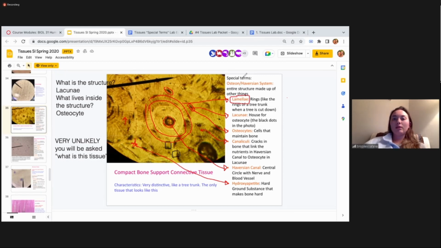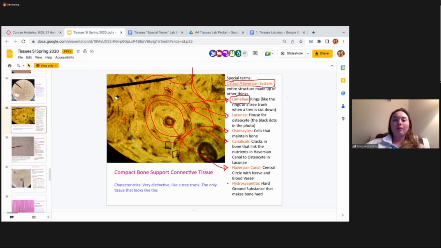And just one last thing on the bone, osteon or Haversian system is the name of the entire thing that I just finished labeling. So everything that we labeled, each one of those is an osteon. You can see there's another osteon over here, another one over here, another one right here. Each big unit is an osteon. Does that make sense? So that's bone. That would be wrapping up bone.